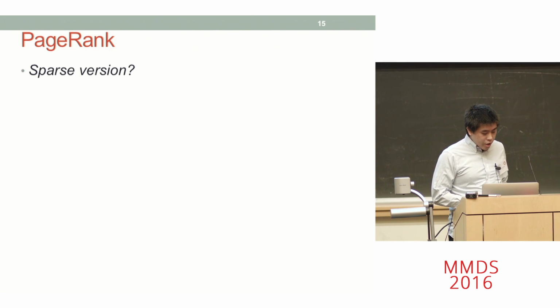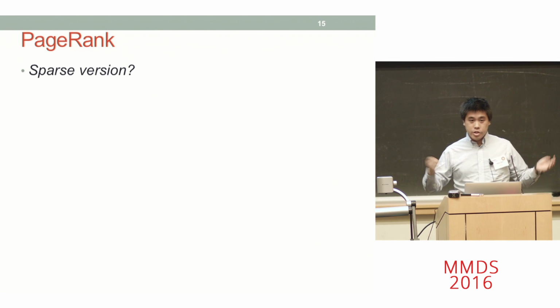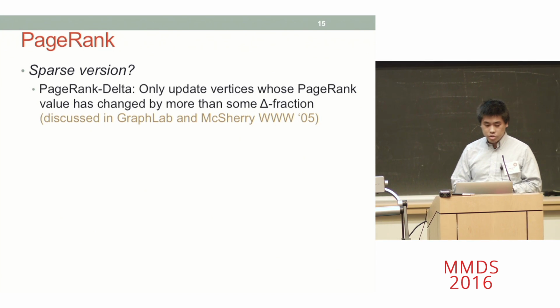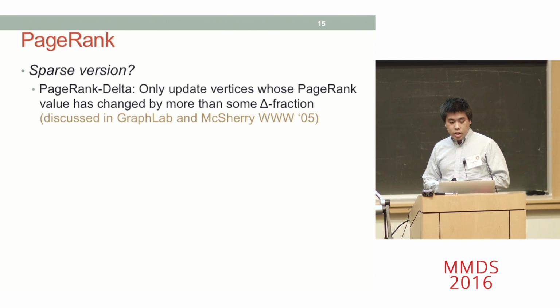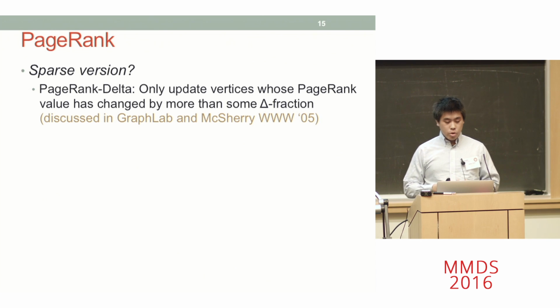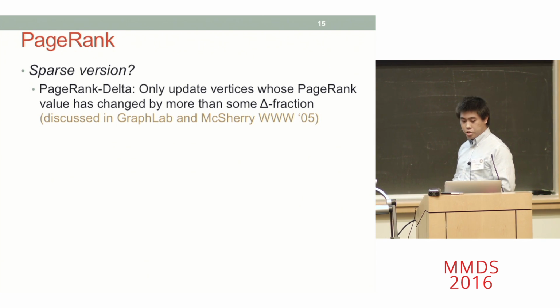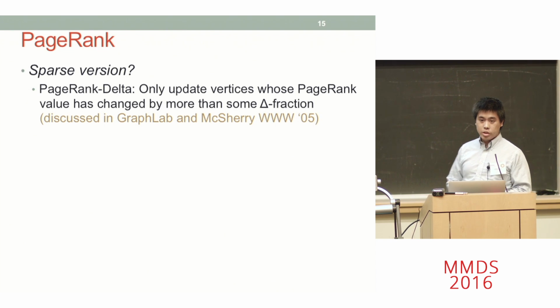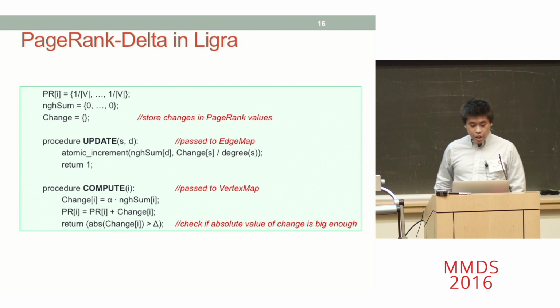So you might wonder whether there's a sparse version of PageRank that could actually take advantage of the changing sparsity of the active set of vertices. Turns out that there's something called PageRank Delta, where the idea is to only update the vertices whose PageRank value has changed by more than some significant fraction from the previous iteration. And this idea was actually discussed before in the GraphLab paper as well as in a paper by McSherry. So we can implement this in Ligra.